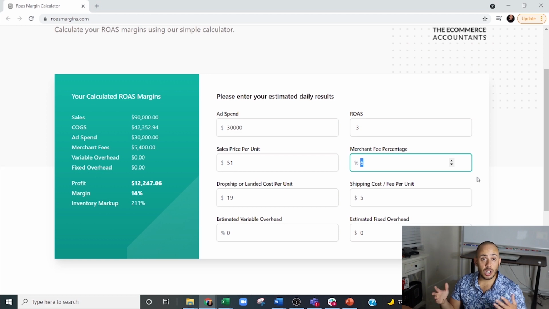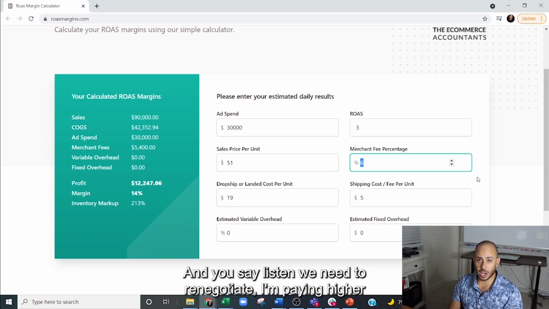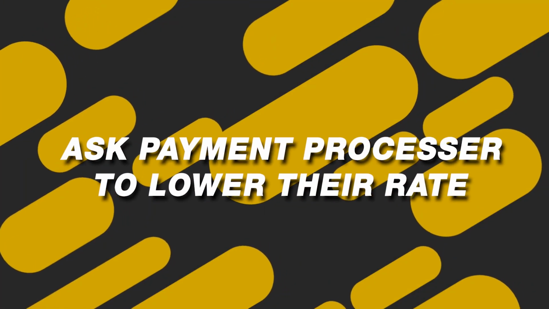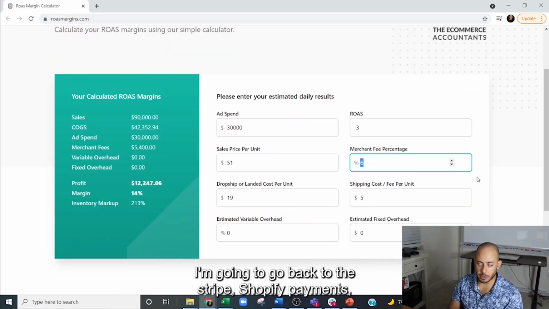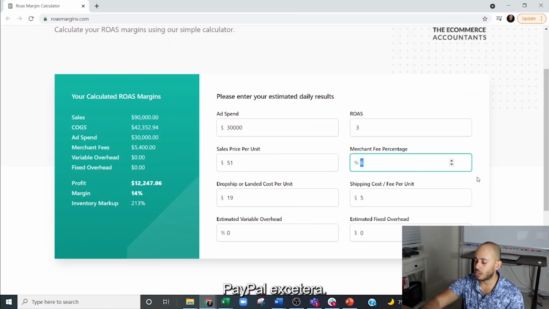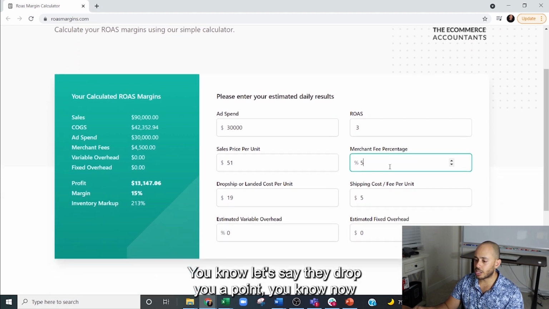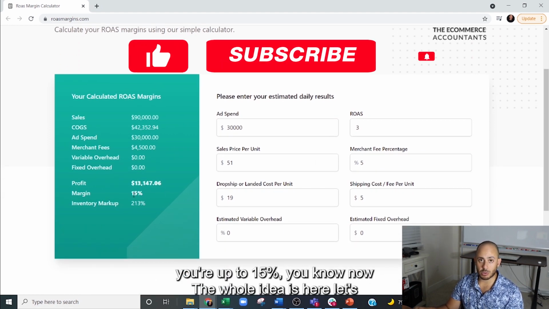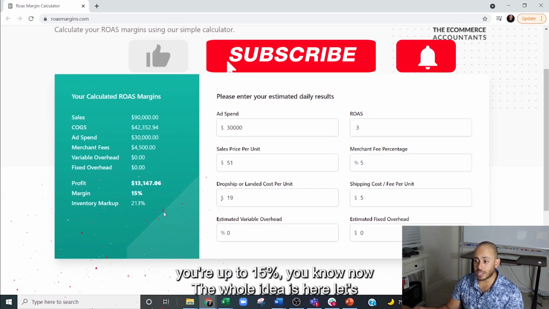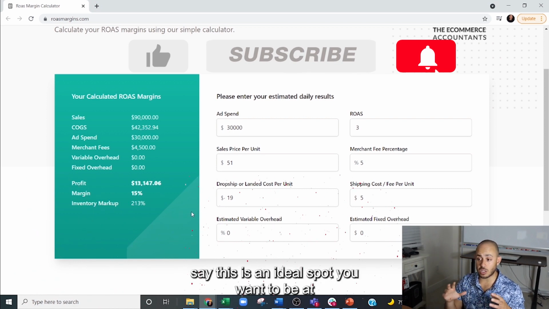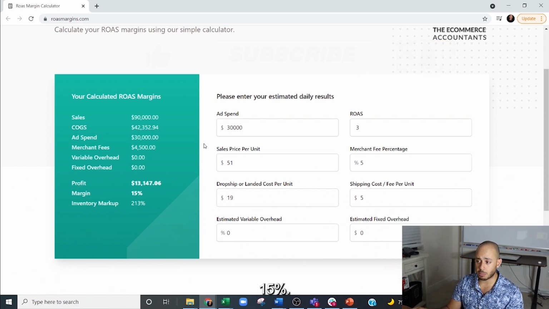Let's say you go to your payment processing company, right? And you say, listen, we need to renegotiate. I'm paying higher fees. I'm gonna go back to Stripe, Shopify Payments, PayPal, etc. Let's say they drop you a point. Now you're up to 15%. Now the whole idea is here, let's say this is an ideal spot. You wanna be at 15%.